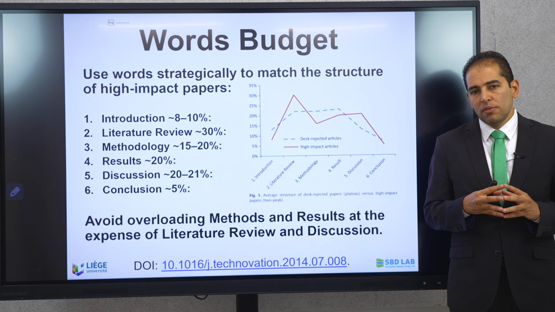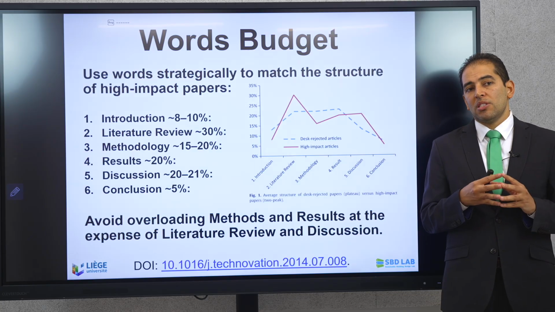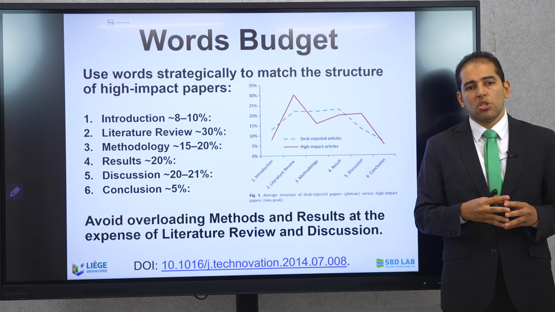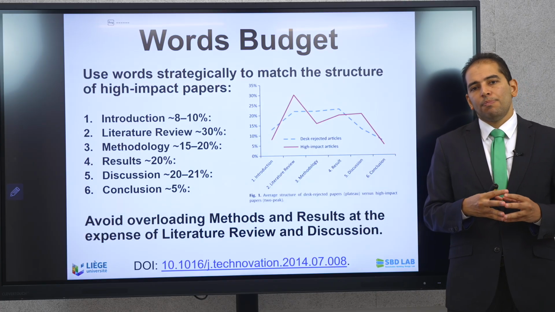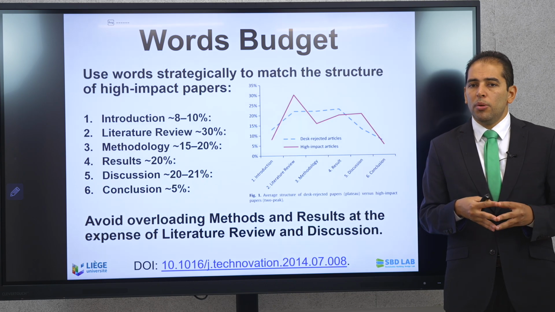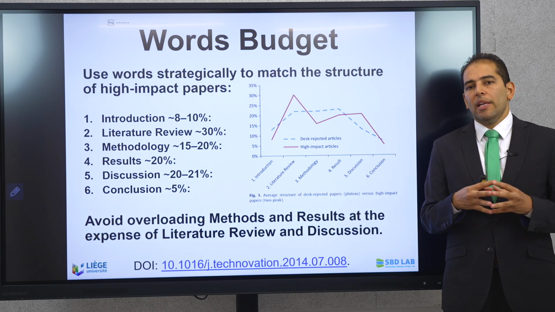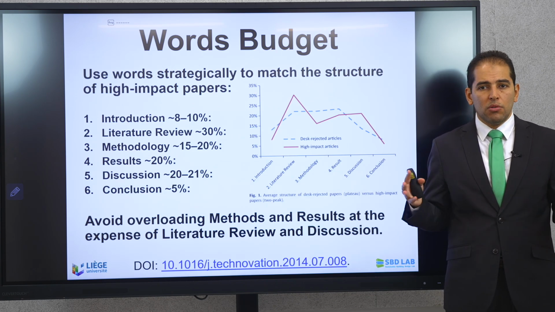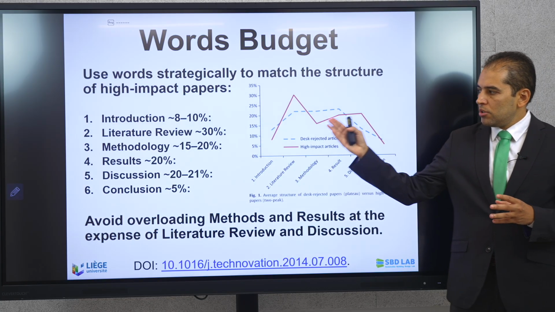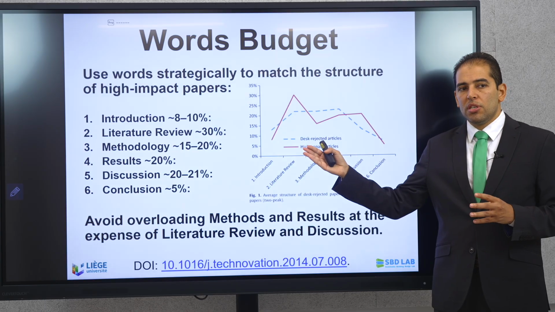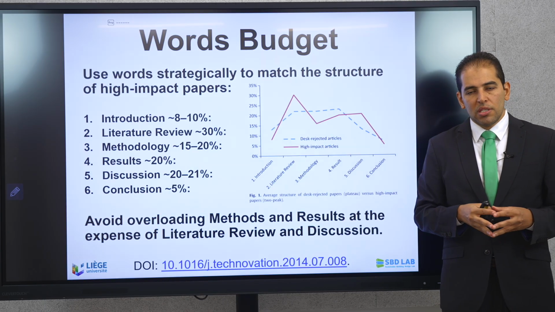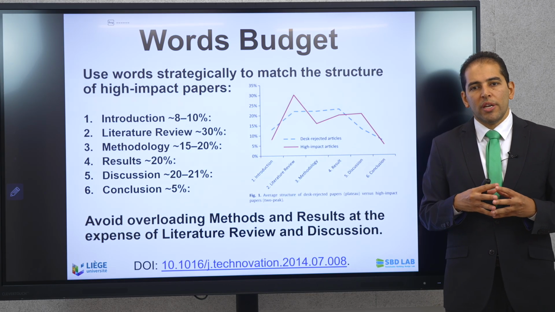In general, I advise that you use the wording strategically and match the structure with this proposed structure based on this publication. The first thing I advise you to do is to check the journal where you want to publish and check the word limits. Let's say you have a word limit of 8,000 words. What you have to do is divide your paper into introduction, literature review, methodology, results, discussion, conclusion, and based on these percentages, you relate them to your 8,000 words.